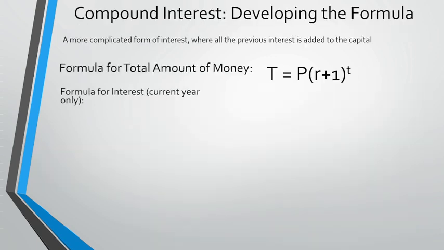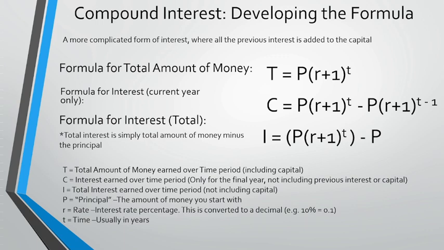So going back to the formula here. Yeah, so that's how you develop the formula. If you want the interest for the current year only, what you would have to do is multiply the principal by the rate plus 1 to the power of time, and then basically the interest for the previous year is that to the power of time minus 1.